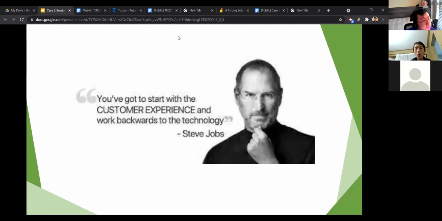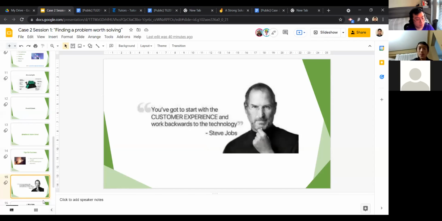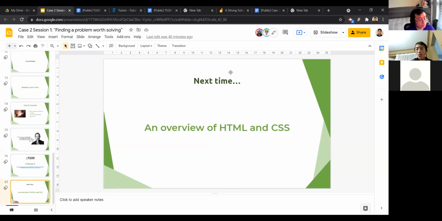I wanted to end off with this little perspective from Steve Jobs. You have 2 spectrums of the tech and business world, which are the customer experience and the technical product. What he's saying here is that you have to start with the customer experience and work backwards to the technology. And that's all for today's presentation. Hope you guys got something out of it.